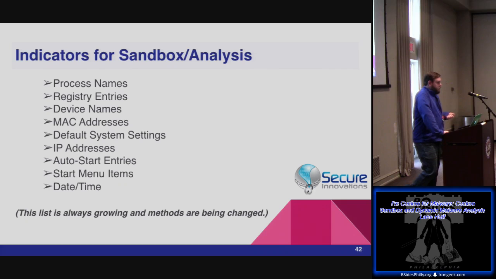The MAC addresses for all of their default NICs are in a certain range. Same with IP addresses. A lot of them, and it's not a guarantee, but they have a standard set of IP ranges that are associated with them. Auto start entries, again, your VirtualBox tray, start menu items, and date and time. There's so much in there that can be searched for, and then the malware authors just don't run the sample when they check for it.